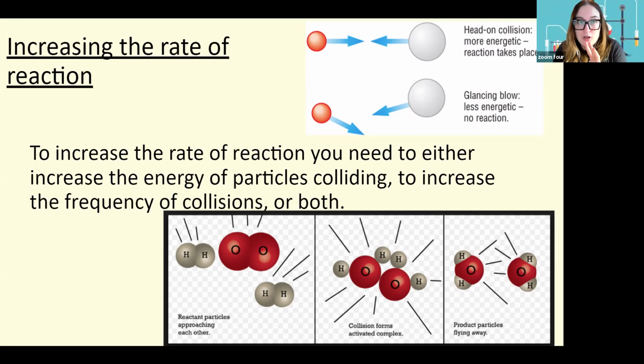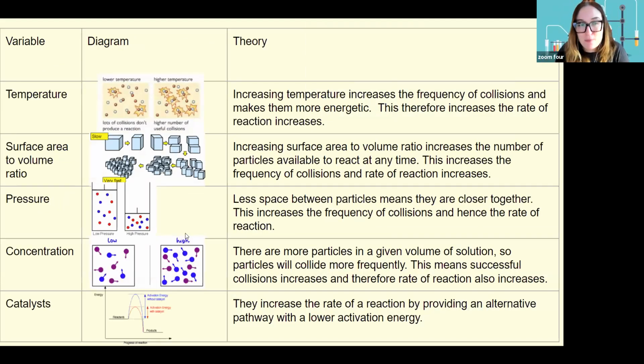Now, in this grid, and bear with me because I know it's not very user-friendly on a presentation, but I was thinking about when you go back and use these to create revision resources. But this grid, this table, has got everything I've taught you about these 5 variables, about the 5 ways that you can change the rate of a reaction.